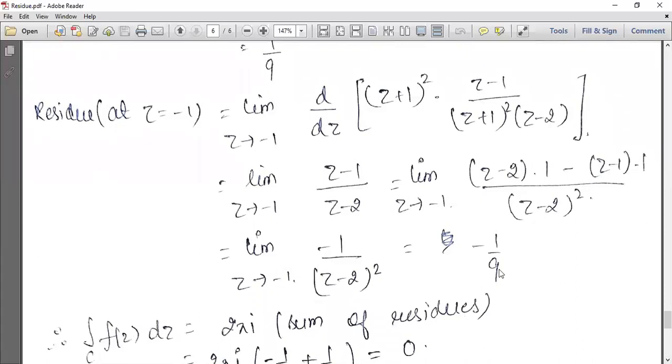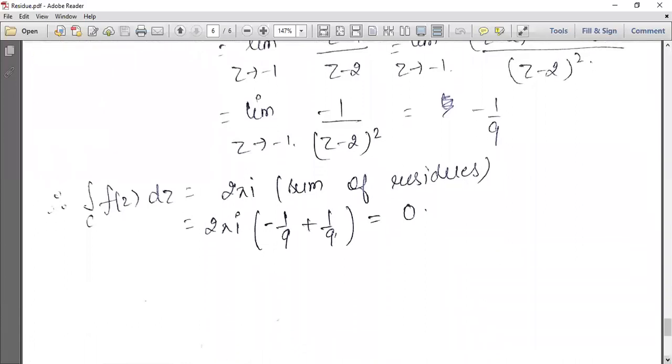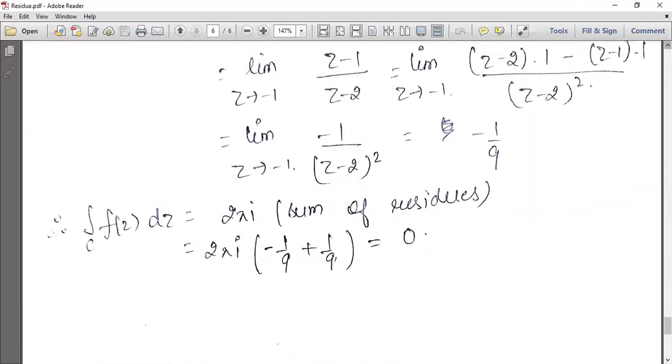I will have my residue like this, and using the Cauchy residue theorem, the integral over C will be 2 pi iota times the sum of residues. So the sum of residues means 1 by 9, the residue at z equal to 2, and the residue at z equal to minus 1. So my final answer is 0.